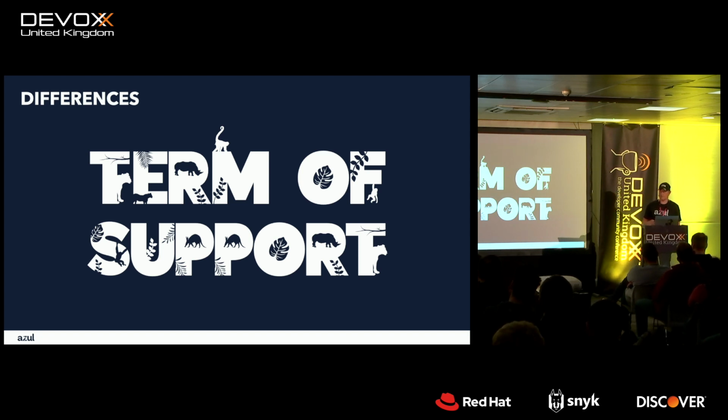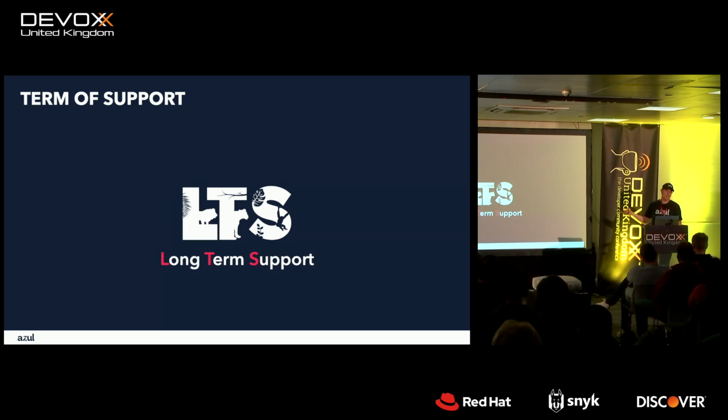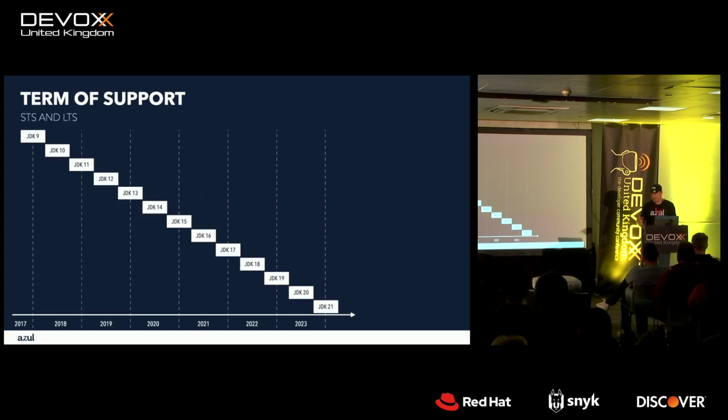What do I mean with that? STS, short-term support version. This is something like 15, 14, 13, 16. Everything that is not a long-term support version is a short-term, which is called STS. That's just a shortcut for it. And there's LTS, long-term support version, right? And you might ask yourself, okay, yeah, that's interesting, but I don't really need that kind of information. Well, let me give you a little overview how it works.